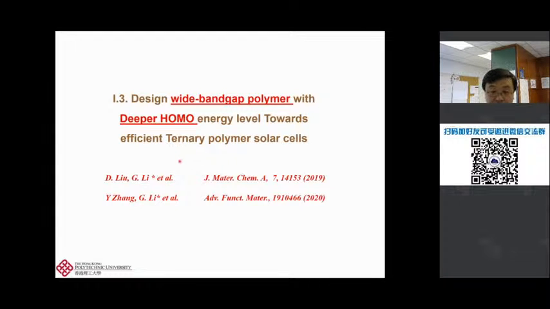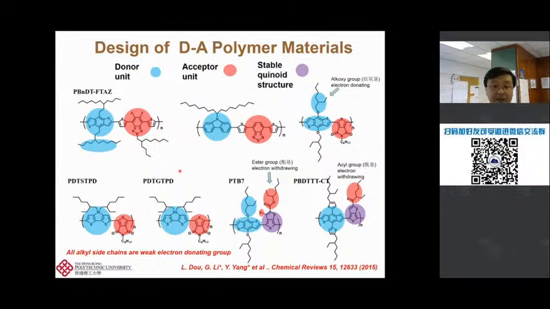And here are 2 works that I want to talk about from the past 2 years. This is a general slide for designing a donor-acceptor moiety to tune the energy level and the band gap, and of course the transport properties too. Using donor units and acceptor units, you can also select the so-called quinoid structure to reduce the band gap, etc.